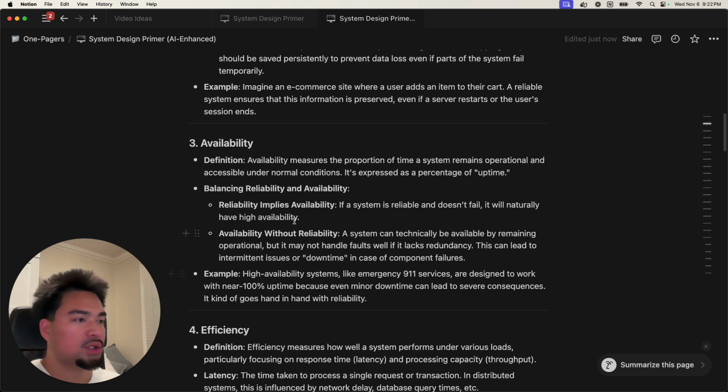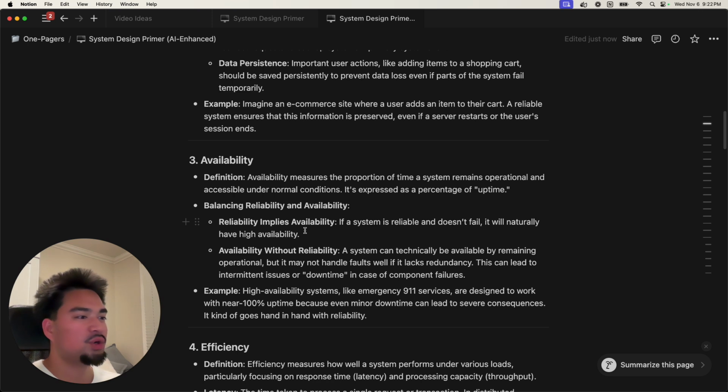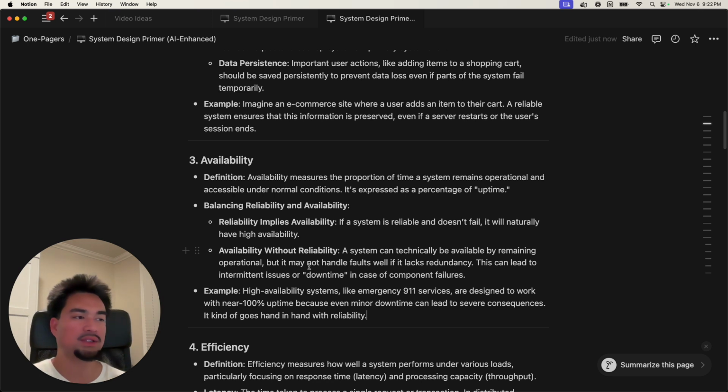So, balancing reliability and availability: reliability kind of implies availability. You can achieve a lot of availability using fault tolerance. That's basically what it's saying there. Availability without reliability: a system can technically be available, so basically it's saying reliability implies availability, but not the reverse. You can be available without being reliable. But I don't think that's that important.